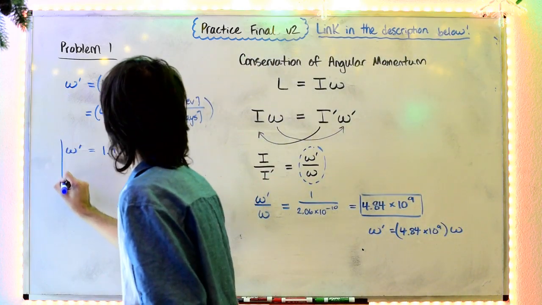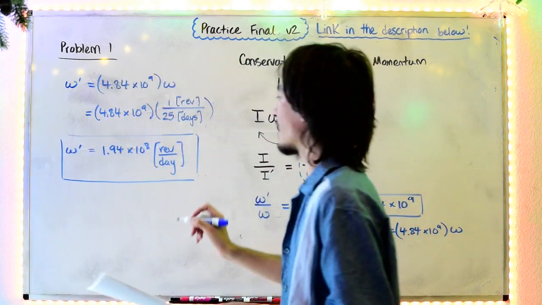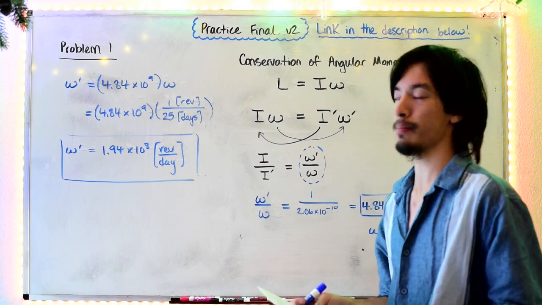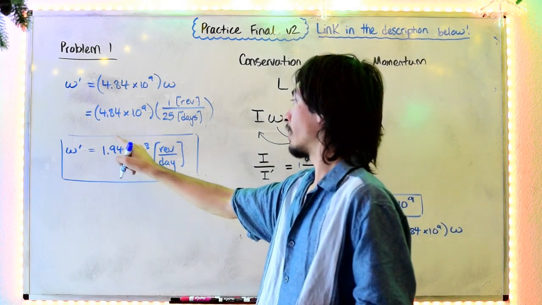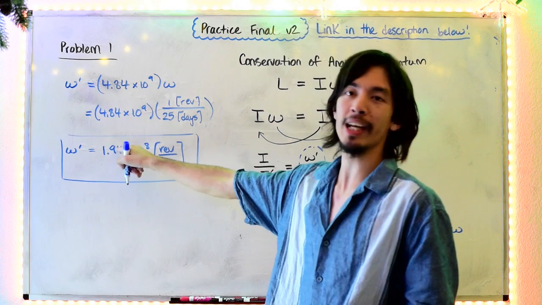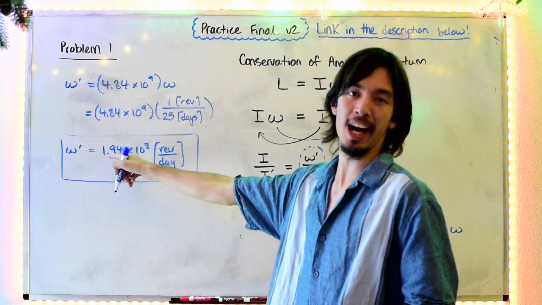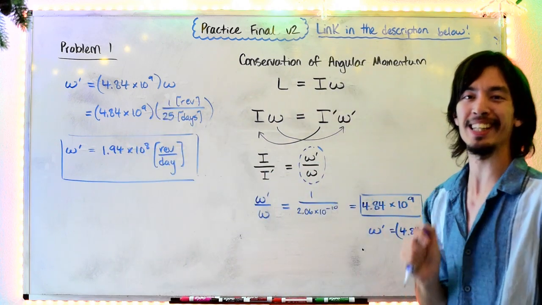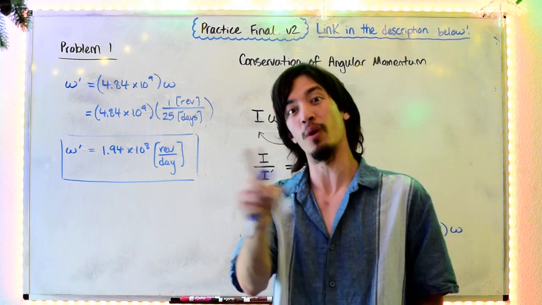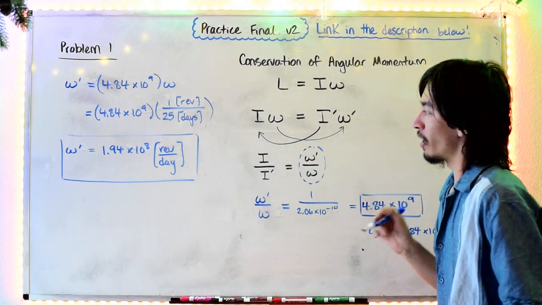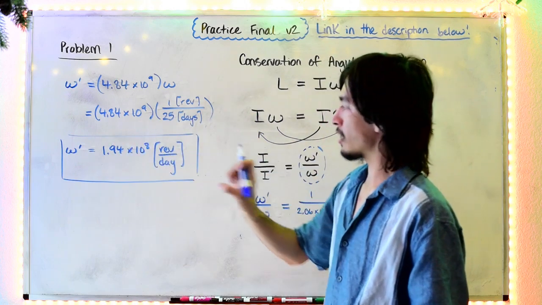For an estimate of what that is, 10 to the 6th is 1,000,000. So the star is spinning 194 million times per day. That's really, really, really fast. The Earth only spins once per day. So we have this really, really high spin rate.